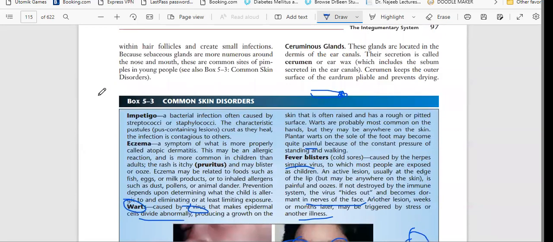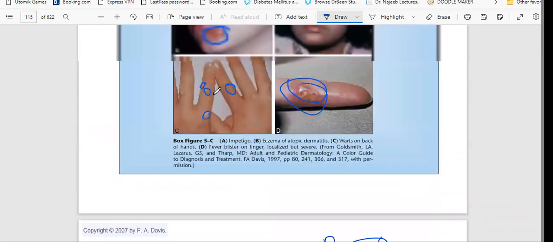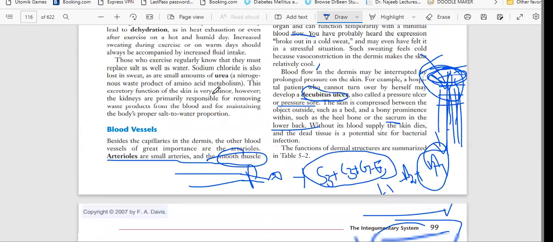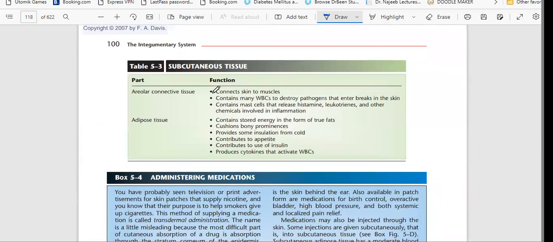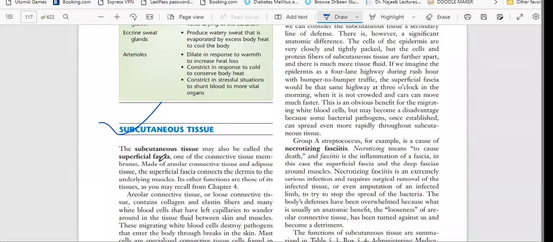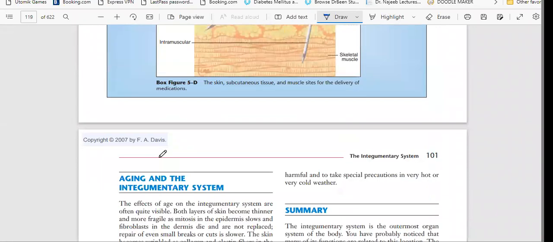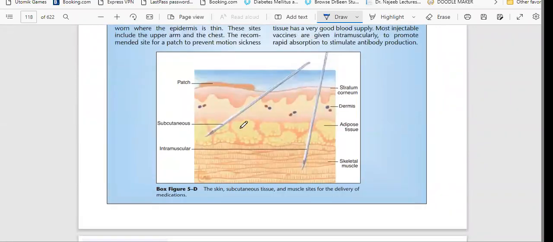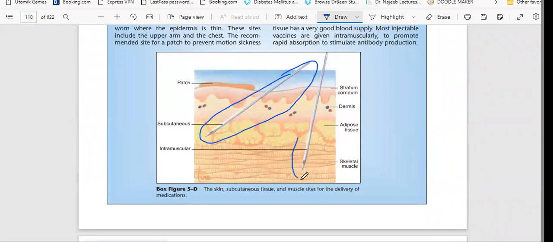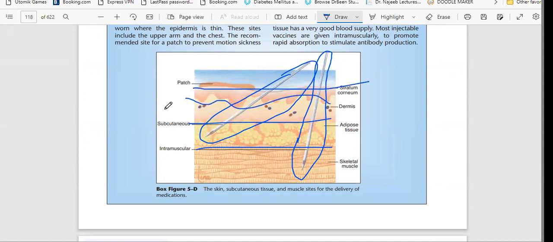I hope that you understood this topic, common skin disorders. In the skin chapter, we have the epidermis level, dermis level, and subcutaneous. We will talk about subcutaneous in the next class. Here we have injection syringes. Some injections are given subcutaneously. These are given intramuscularly. These are the muscles. These are the subcutaneous. Sorry, this is the epidermis. This is the dermis.